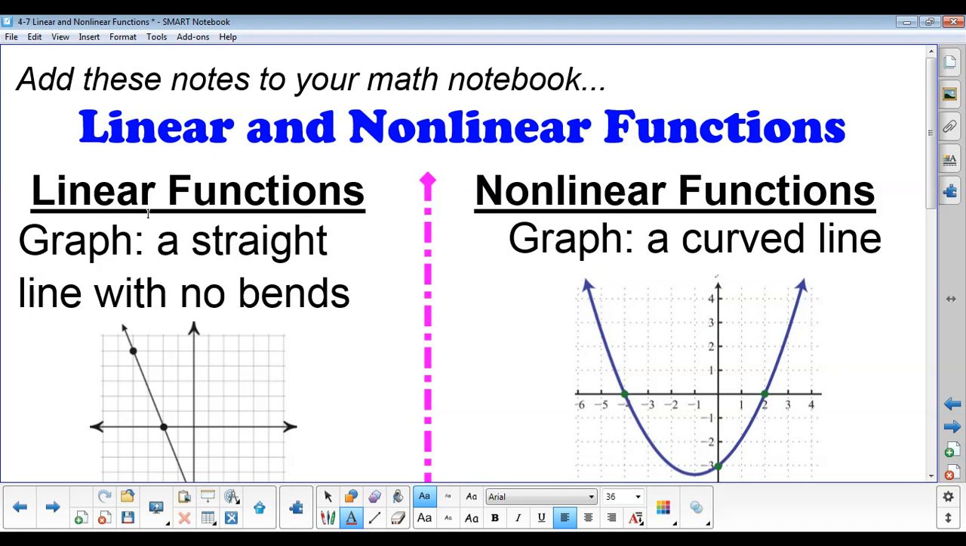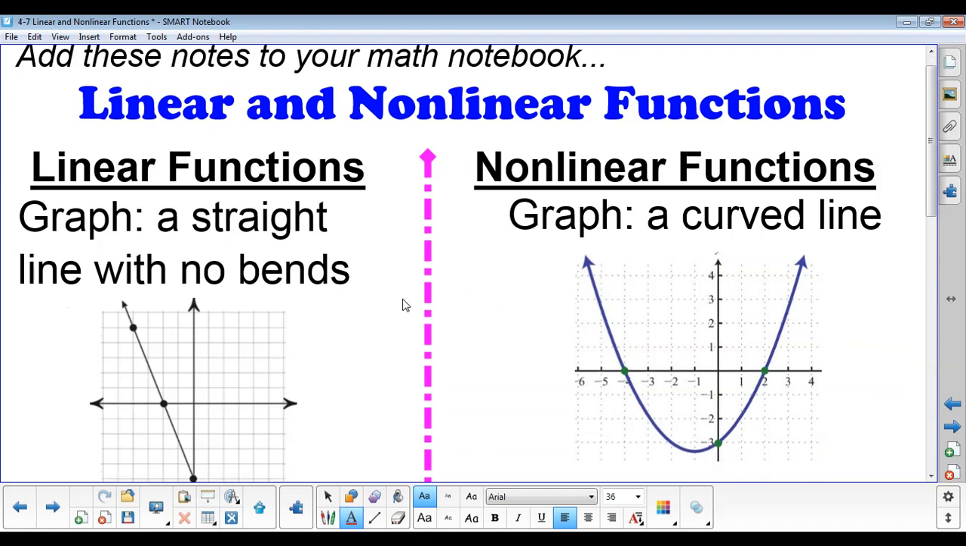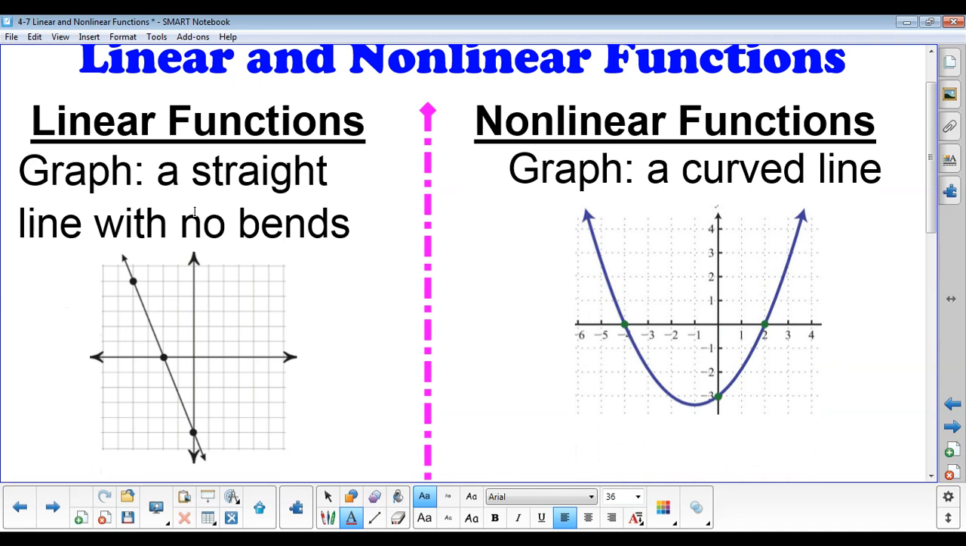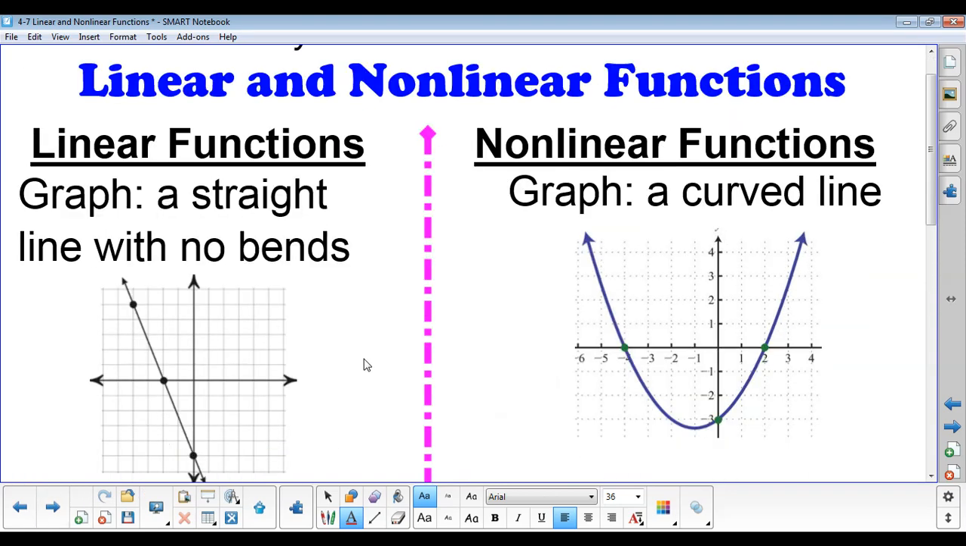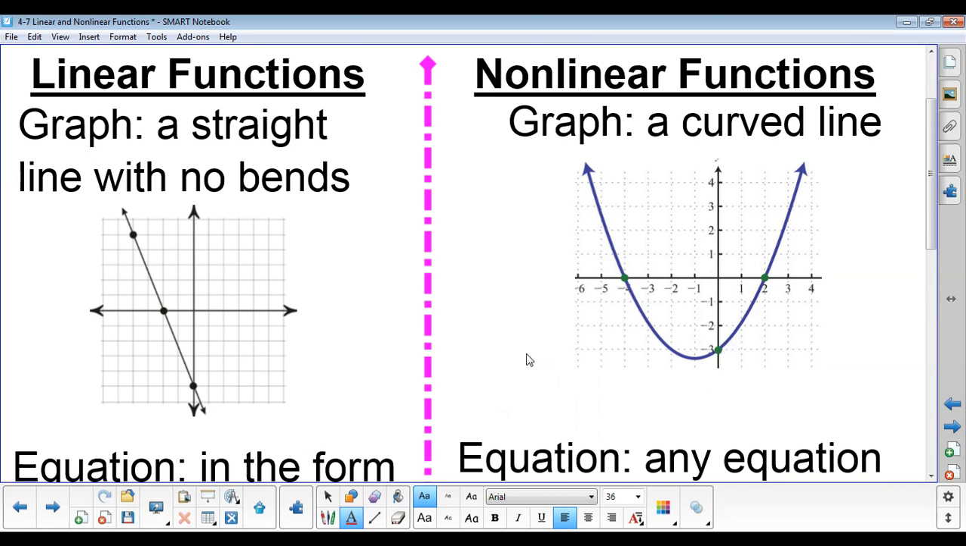We have linear functions and nonlinear functions. A linear function is a graph that is a straight line with no bends at all. It's straight in one direction. So even though this one on our previous slide is straight, notice there is a bend. It cannot have bends. It cannot have curves. A linear function is a straight line.